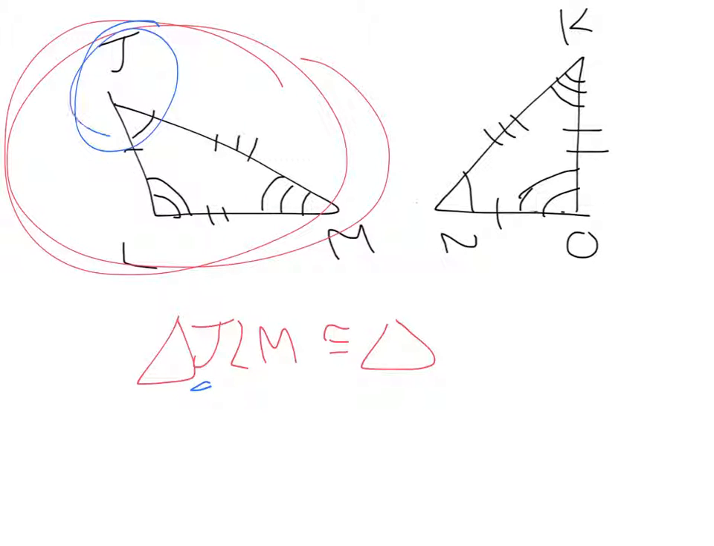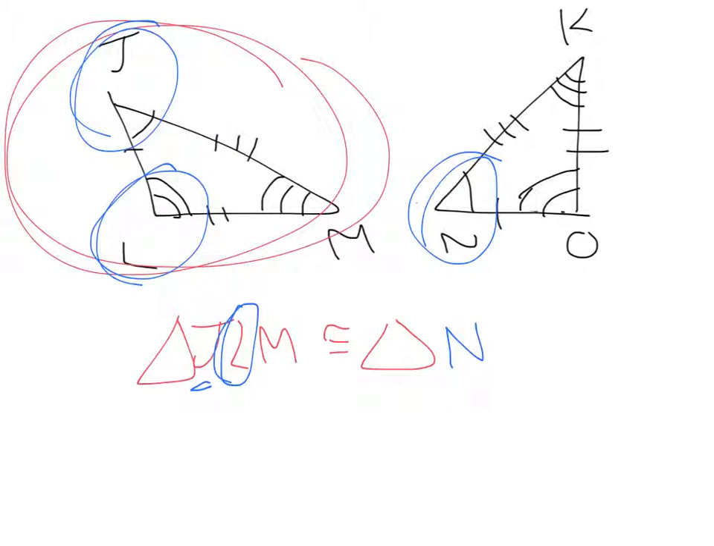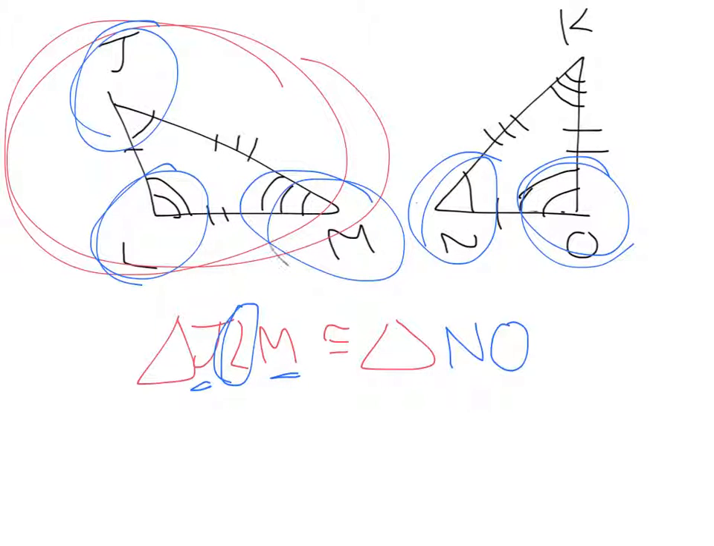J has 1 arc. On the right, N has 1 arc. Now L is my second letter. L has 2 arcs. Over here, O has 2 arcs. And then M is my last letter. M has 3 arcs. K has 3 arcs.